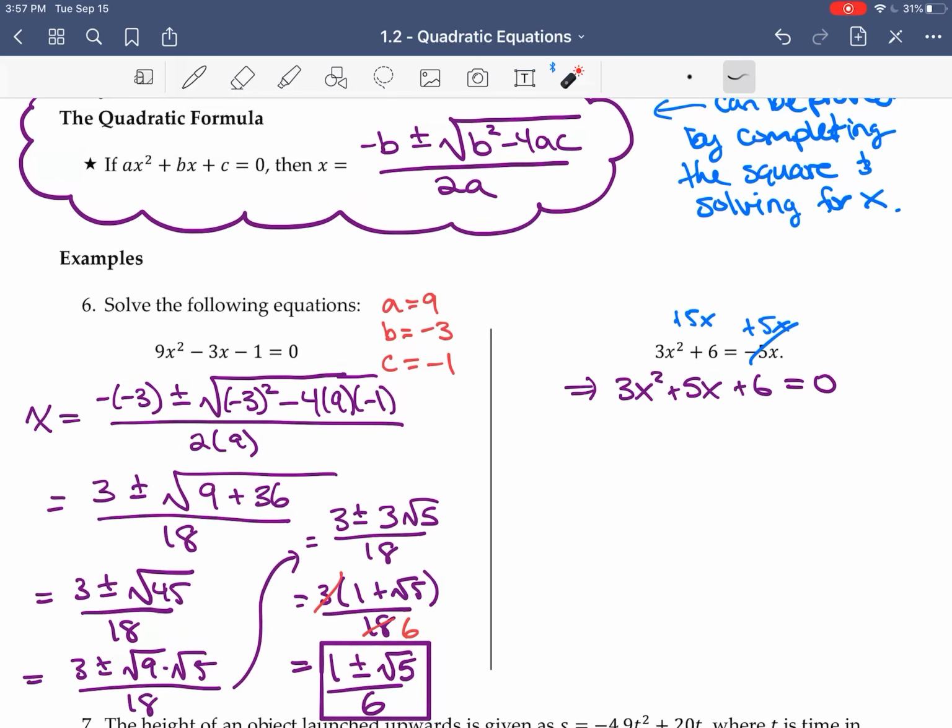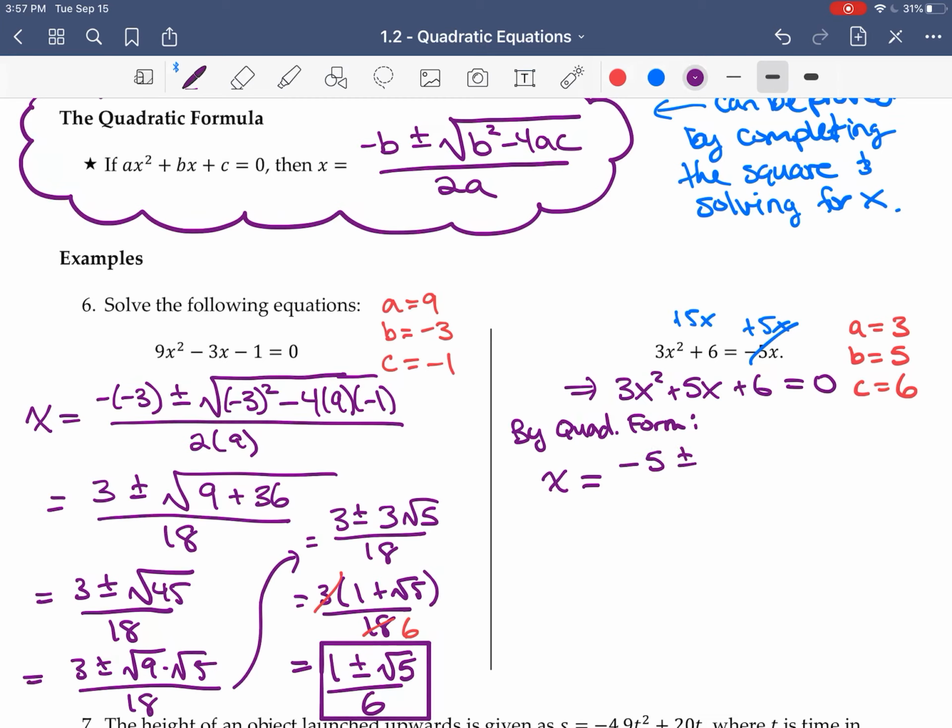So what we're going to do is use the quadratic formula. So if we use the quadratic formula, so now it's in the right form. So my A is 3, my B would be 5, and my C would be 6. So if I plug those in, by the quadratic formula, x should be equal to negative b, negative 5, plus or minus the square root of 5 squared minus 4 times 3 times 6, all over 2 times 3.